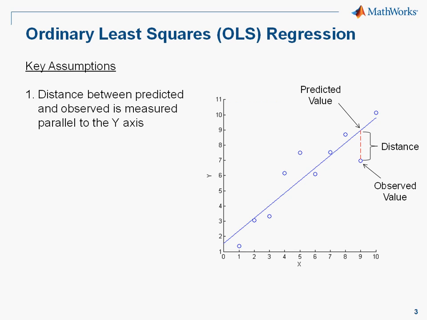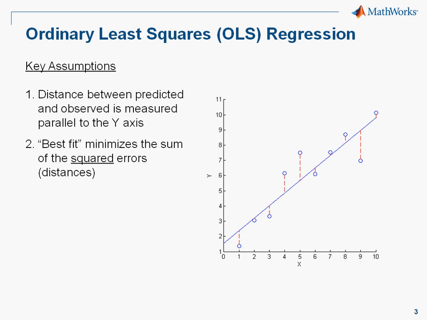The first assumption is so basic that many people don't even think about it. We're developing a model that describes the relationship between predicted and observed. Ordinary least squares assumes that all of the variance in the model is associated with the y variable. When we measure the distance between predicted and observed, we do so parallel to the y-axis. We're going to look at some alternative techniques, like orthogonal regression, where the distance between predicted and observed is measured perpendicular to the regression line.